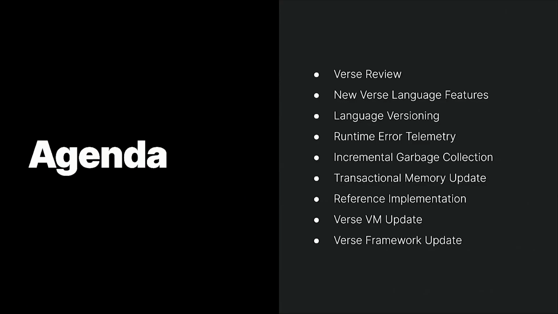So let's get started. The agenda is, first, I'm going to review the Verse programming language and some of the things in case you don't know what it is already. Then I'm going to go into new language features that we've shipped in the last year. And then I'm going to go into some of the details about our language versioning policy, a new feature that we've added called runtime error telemetry, another new feature called incremental garbage collection. Then I'll give you an update about transactional memory in Verse, our reference implementation, the new virtual machine for Verse that we're working on, and then I'll hand it off to Tim for the Verse framework update.